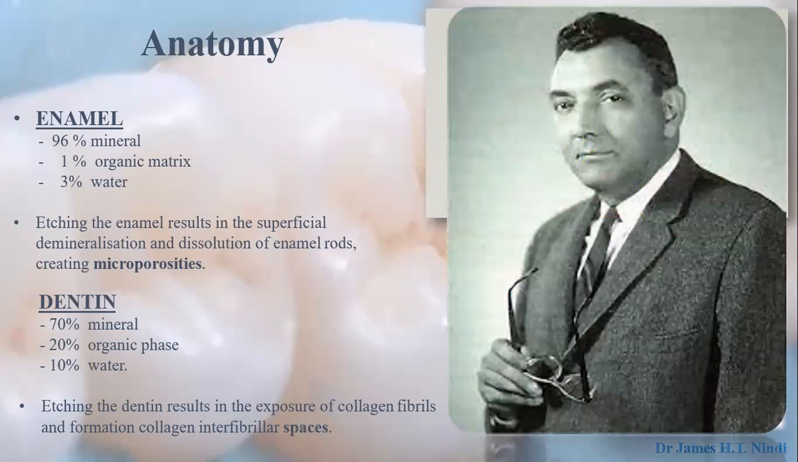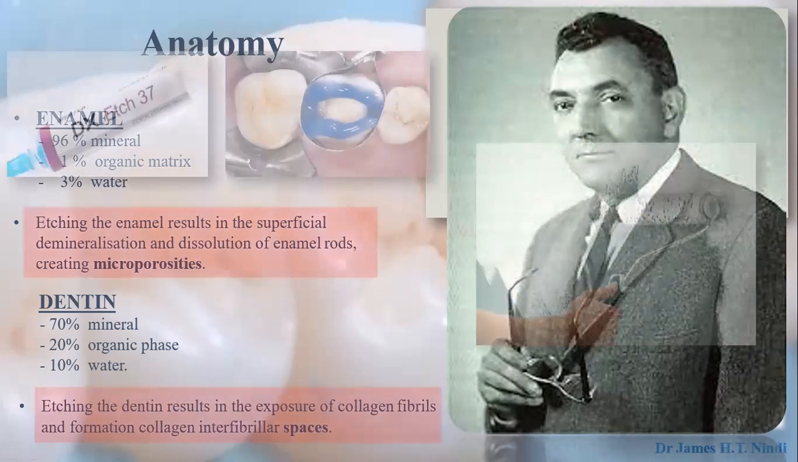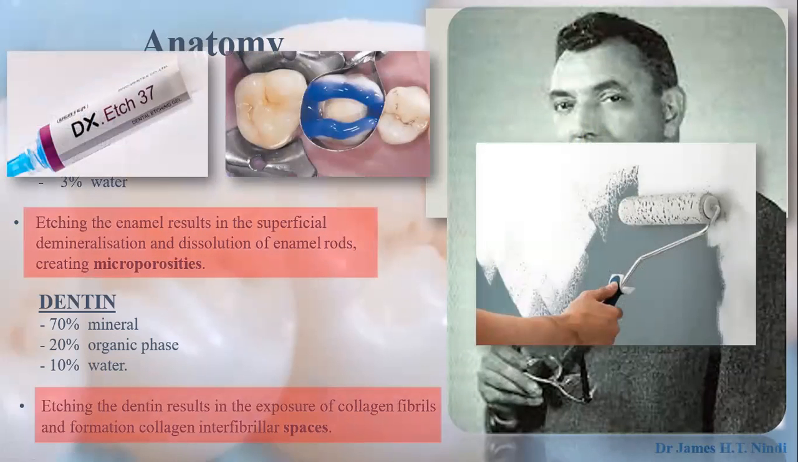The picture on the right is Dr. Michael Buonocore. He's a pioneer in adhesive dentistry, and he discovered the effect of etching the tooth structure and how it helps in adhesive dentistry. He realized how phosphoric acid is applied on walls, on some surfaces. So he decided to experiment, play around with phosphoric acid, but with regard to dentistry.